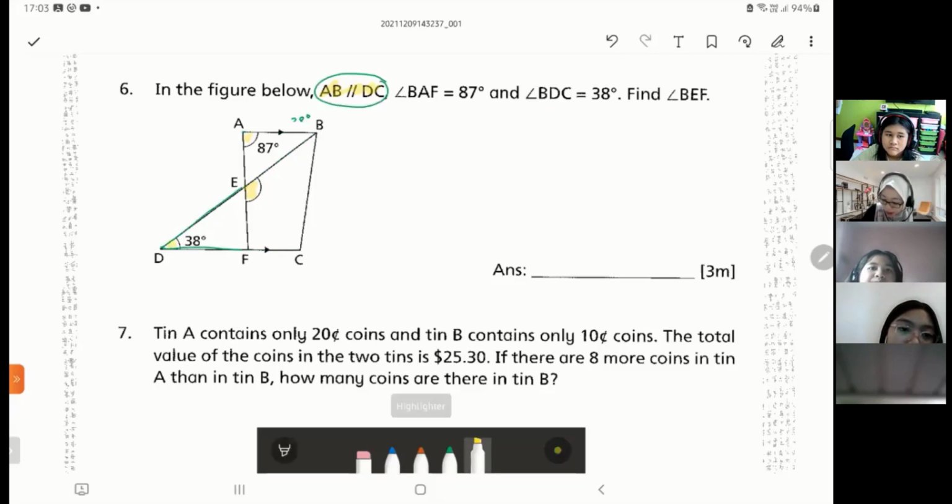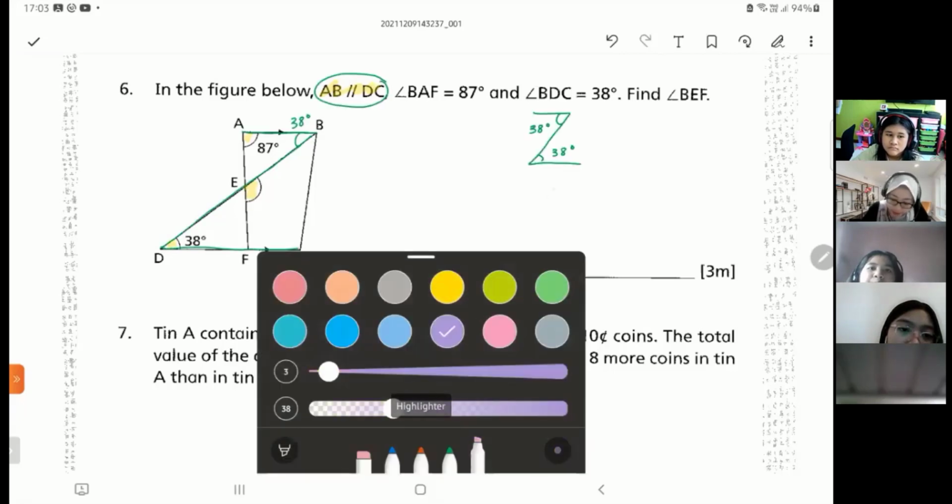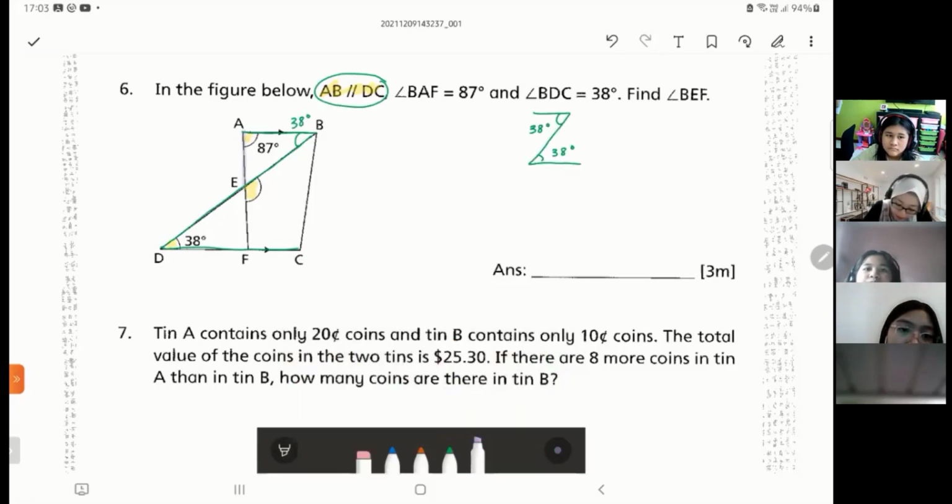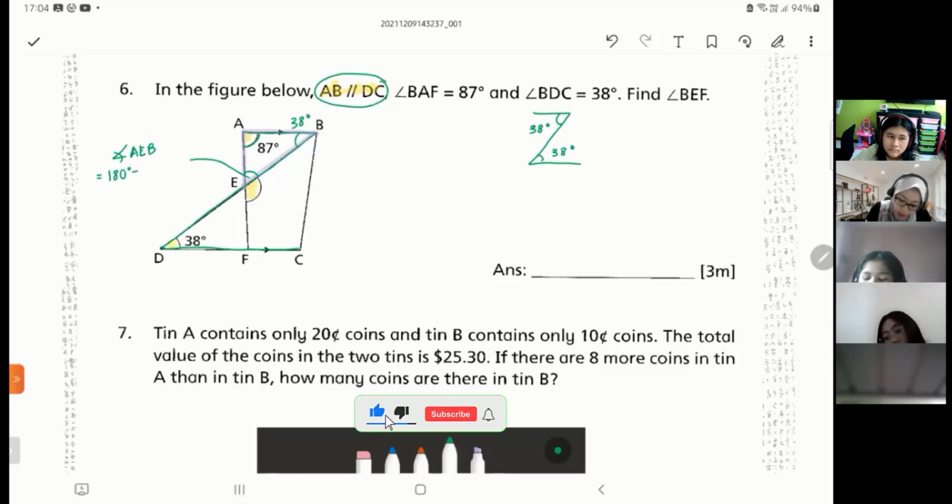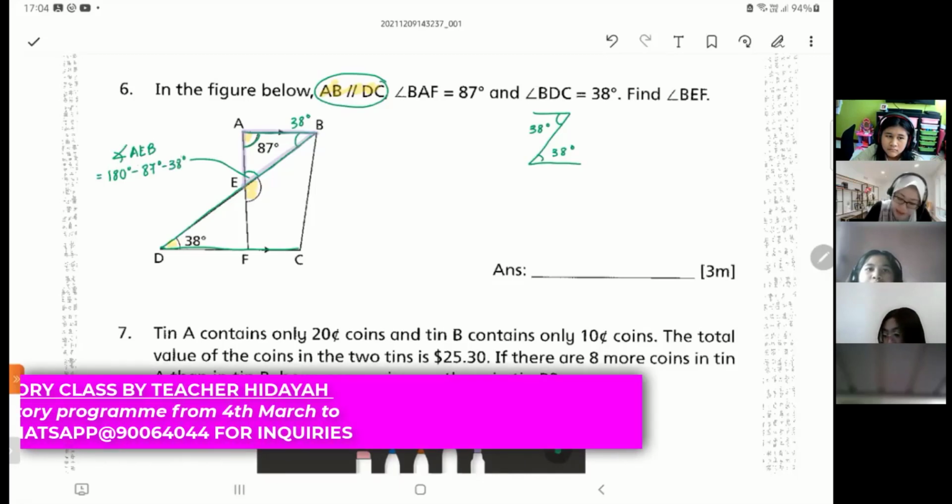Right now, we are going to focus at the small triangle. This one, triangle ABE. Can you just focus at this? Then I can tell that I already have two angles here, 87 and 38. Can I find these angles there? I can find, right? So angle AEB is equal to sum of angle in triangle, take away 87 degrees, take away 38 degrees, like this.